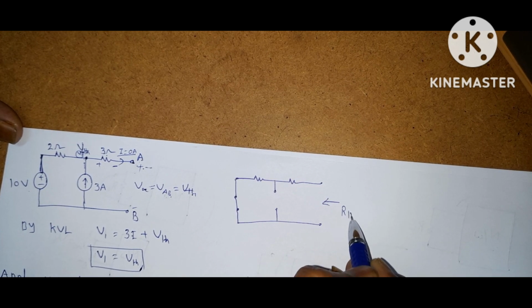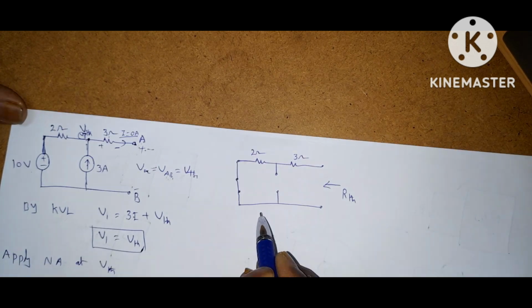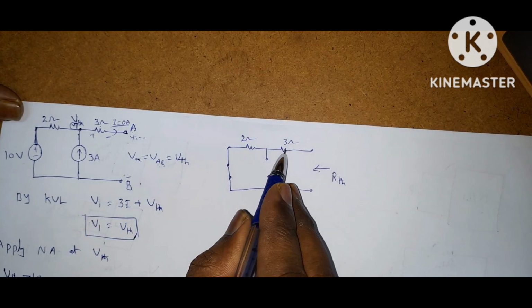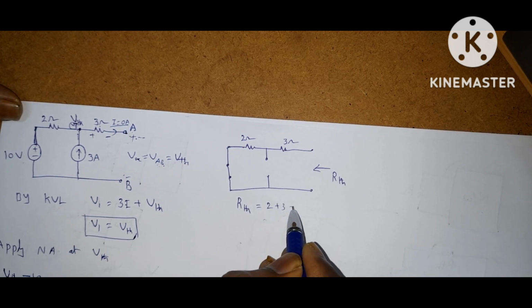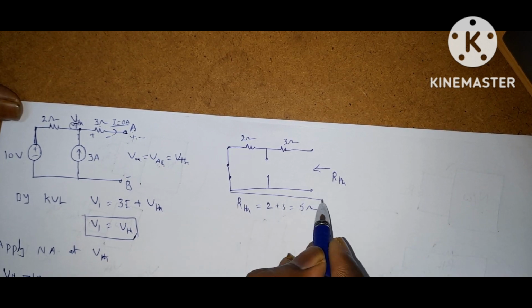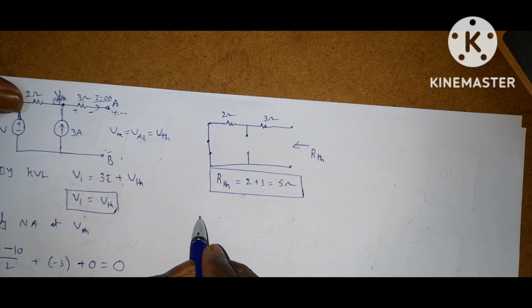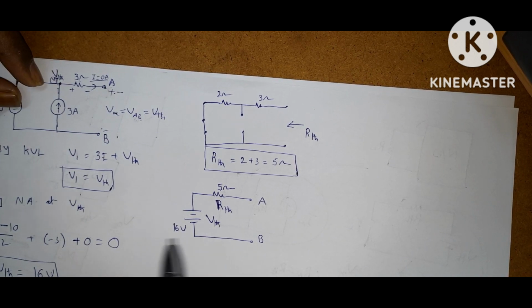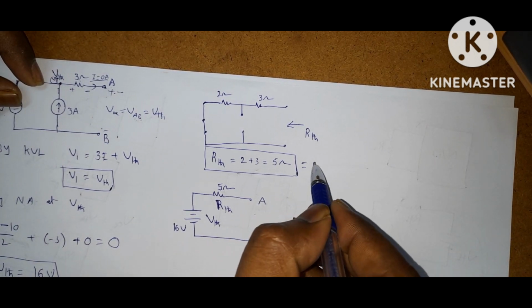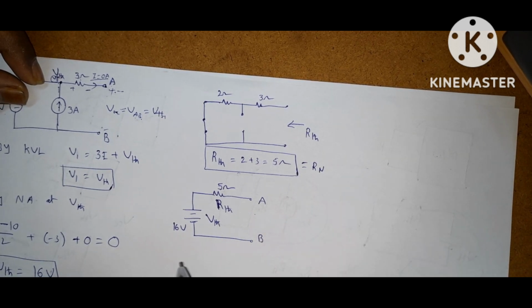Okay, this is R Thevenin, and this is 3 ohms, and this is 2 ohms. Now what is R Thevenin? 3 ohms and 2 ohms are in series, so R Thevenin is equal to 2 plus 3, this is 5 ohms. So the Thevenin equivalent becomes like this. Suppose you want to find the Norton equivalent, R Thevenin is equal to R Norton. No need to find R Norton specially.